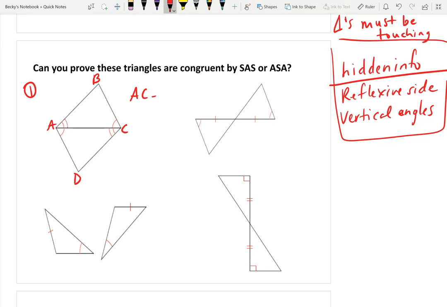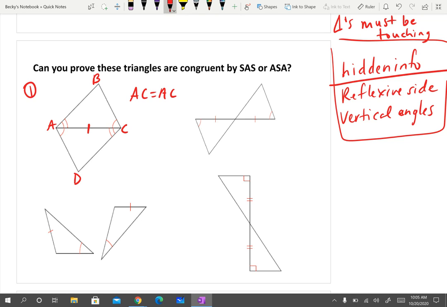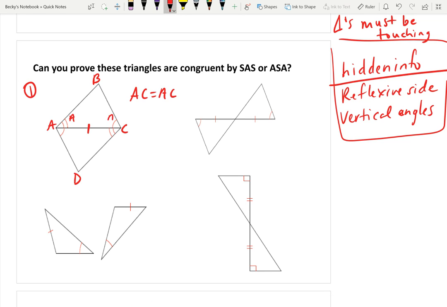So remember when we learned properties, AC is equal to AC? This is the reflexive property. So whenever you have this, we can just go ahead and mark it. Now we have an angle, and we have an angle, and we have the side in between. And we have the exact same thing on the bottom, an angle, and the side in between. So this is a case of angle, side, angle.